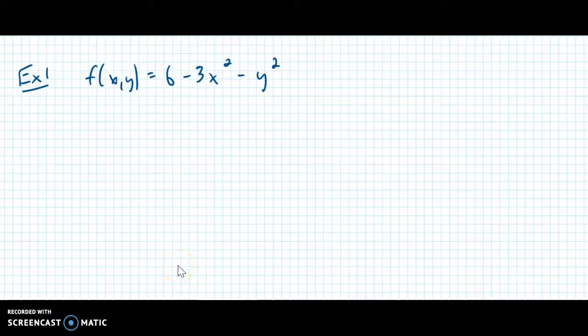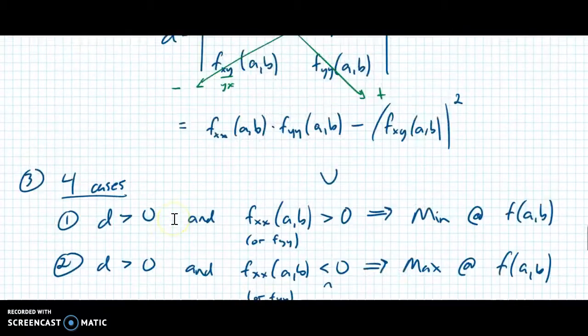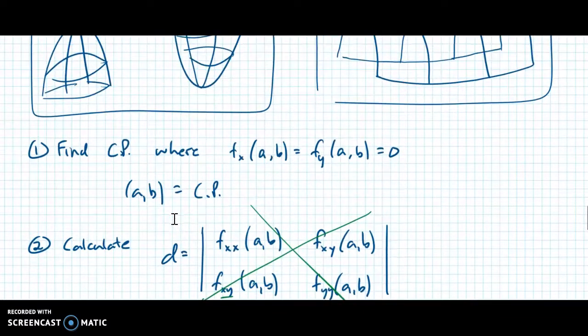Okay, we are going to use the second partials test to find any relative minimum or maximum values on this multivariable function right here. I have two videos that go along with this one that you should have watched previously, and these are two examples.